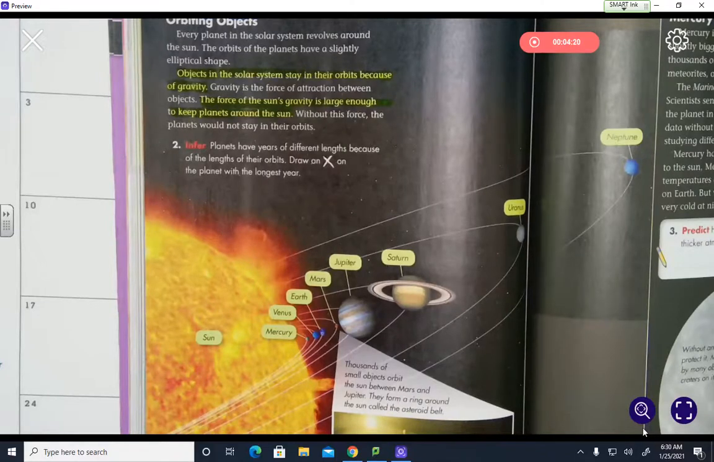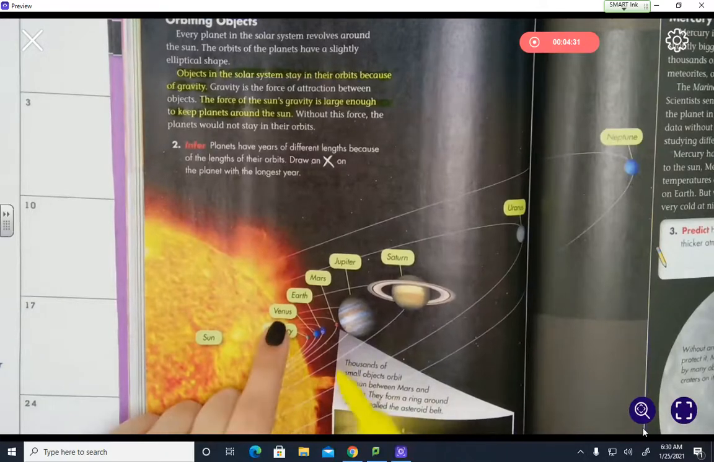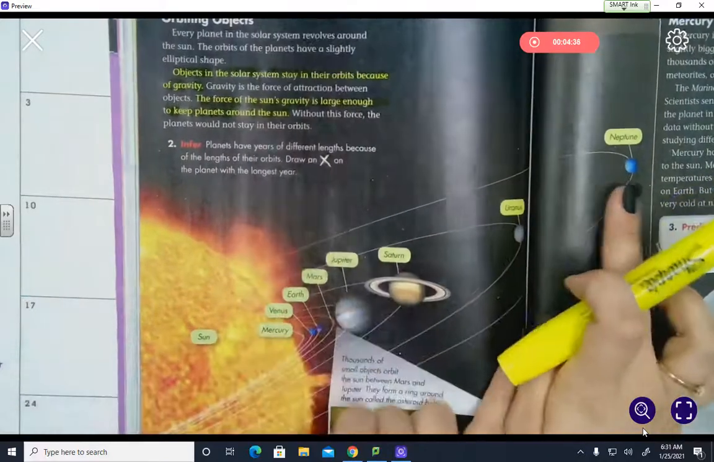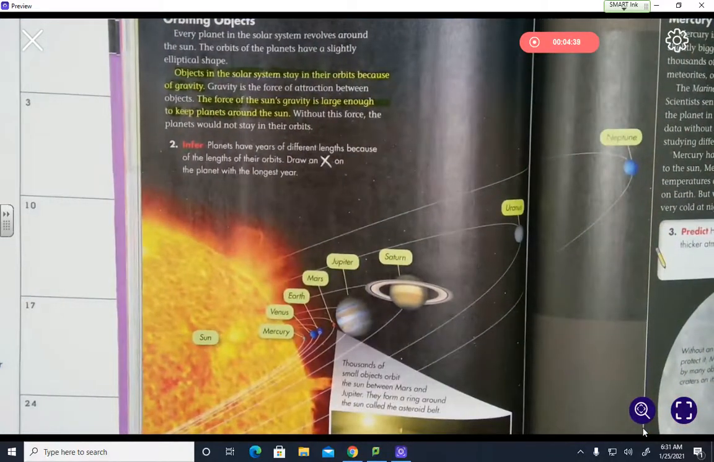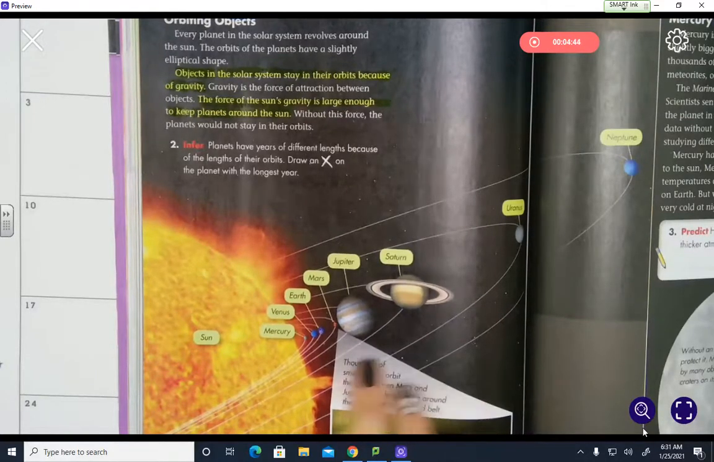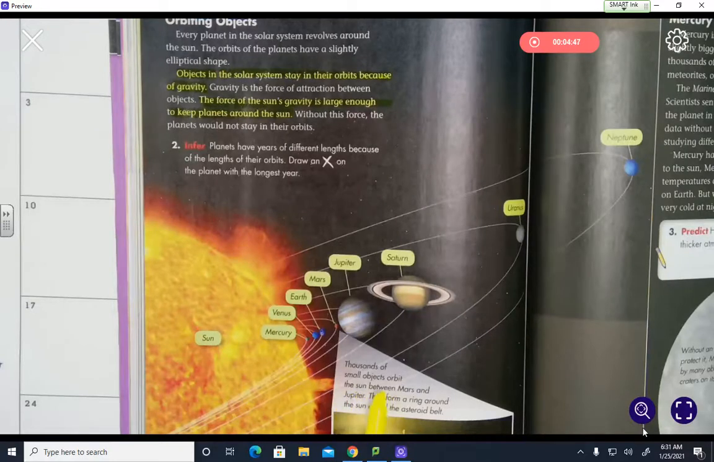Number 2 says planets have years of different lengths because of the lengths of their orbit. Draw an X on the planet with the longest year. So do you think it would be Mercury, Venus, Earth, Mars, Jupiter, Saturn, Uranus, or Neptune? What do you think? Draw an X on it. This little caption down here says thousands of small objects orbit the sun between Mars and Jupiter. They form a ring around the sun called the asteroid belt.